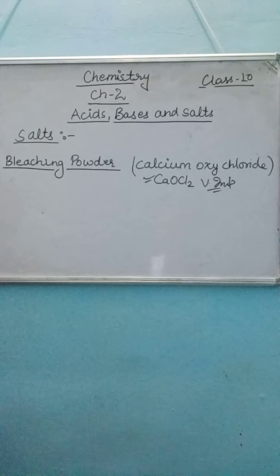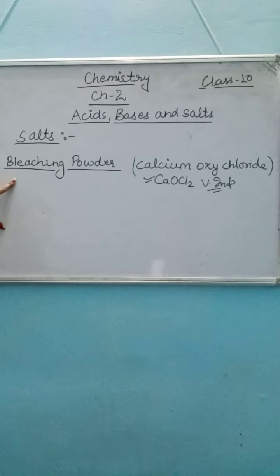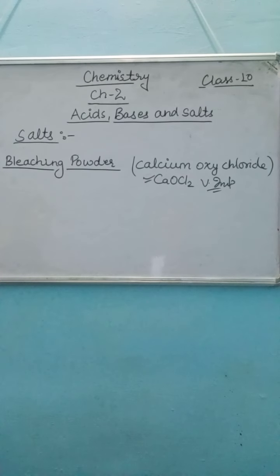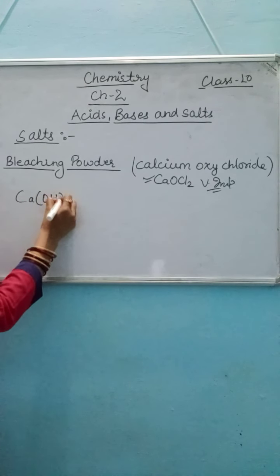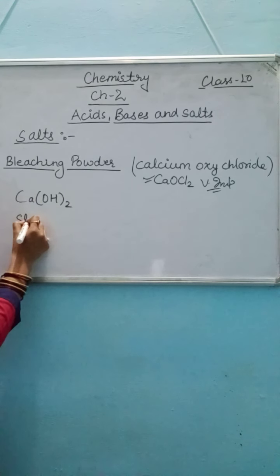You have to learn the formulas of all the salts or substances or materials produced from salt. The formula of bleaching powder is CaOCl2 and the chemical name is calcium oxychloride. Now how is bleaching powder produced? Bleaching powder is produced by the action of chlorine on dry slaked lime. Slaked lime means Ca(OH)2. This is known as slaked lime.